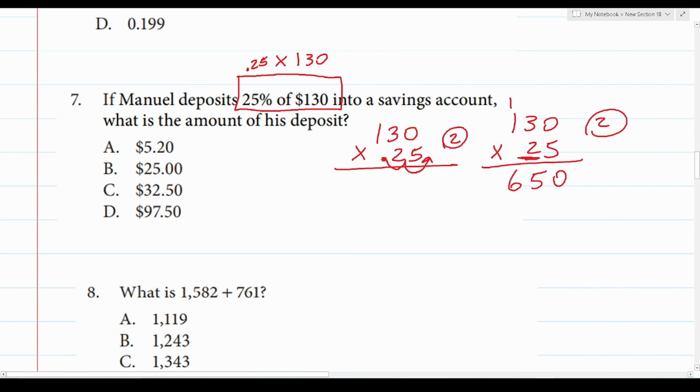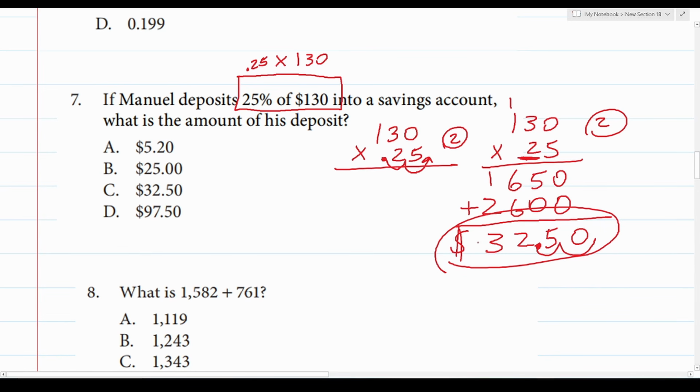Before we start multiplication with this 2, we have to bring in a 0. 2 times 0 is 0. 2 times 3 is 6. 1 times 2 is 2. Let's add these together. 0 plus 0 is 0. 5 plus 0 is 5. 6 plus 6 is 12. Carry a 1. 2 plus 1 is 3. Let's bring those 2 decimals back into the left now. 1, 2. So we can see that 25% of 130 is equivalent to 32.50, which is C.